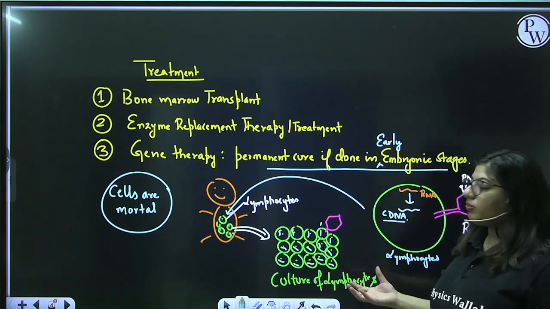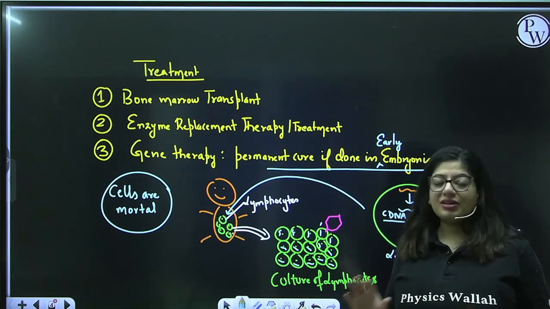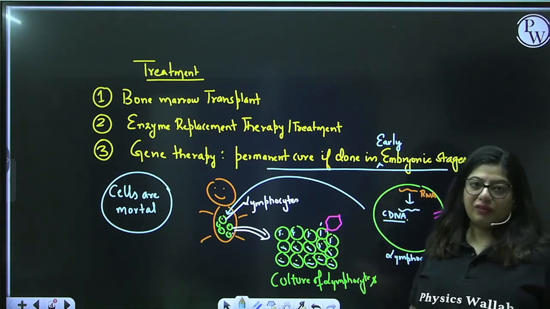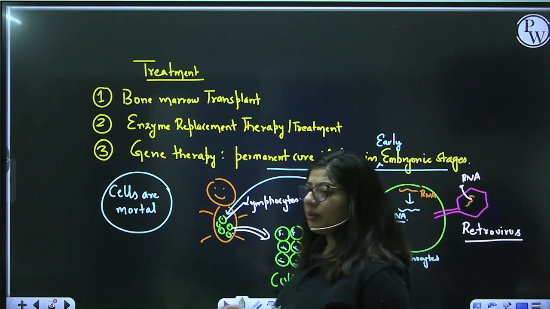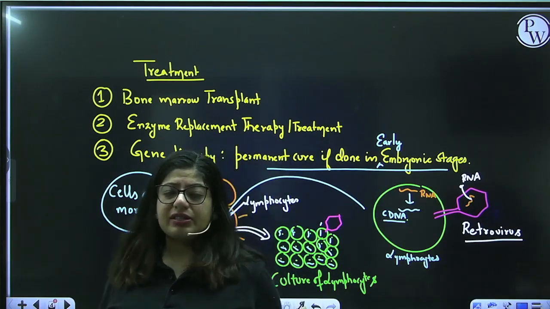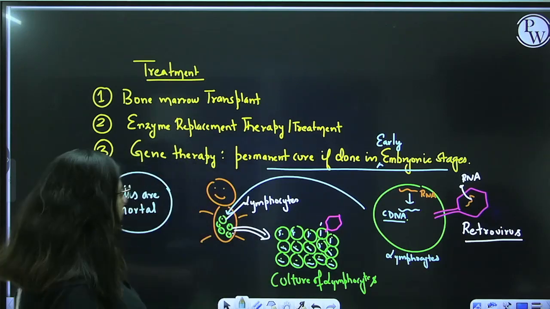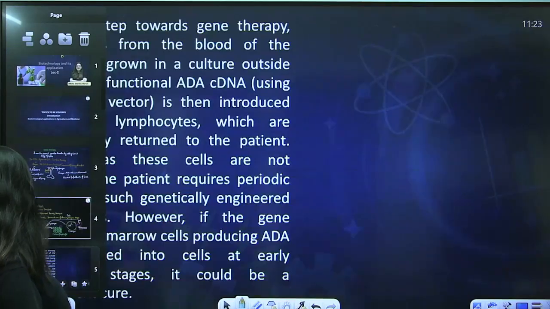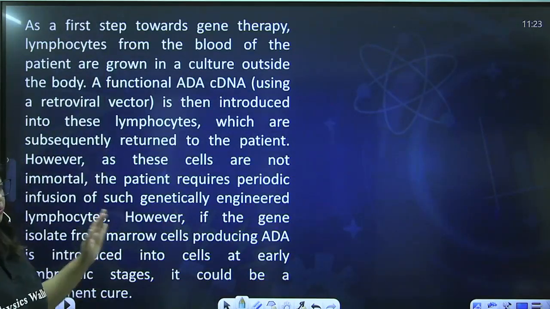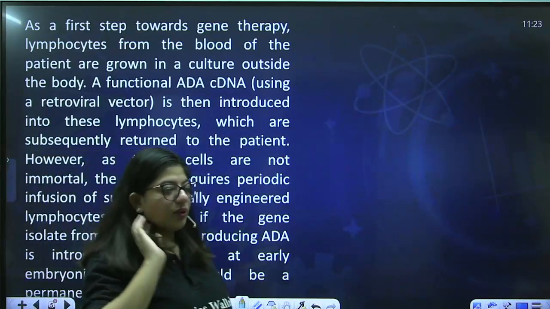Because then you take from the blood and put into the blood, but the entire cells do not produce any kind of ADA. But if you do it in the embryonic stages, the entire body cells will have the cDNA, or the correct copy of the gene. So let's read a few lines of NCERT, because this paragraph is quite typical.